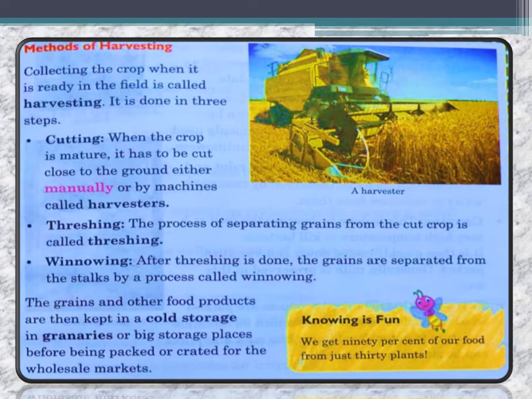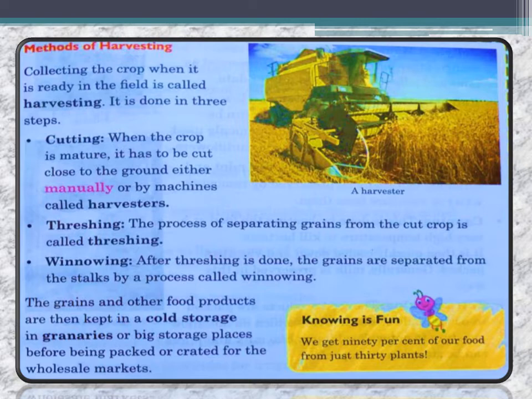Now we will discuss methods of harvesting. Harvesting is the process of collecting the crop when it is ready in the field. The collecting of the crops after the crops are ready is called harvesting.